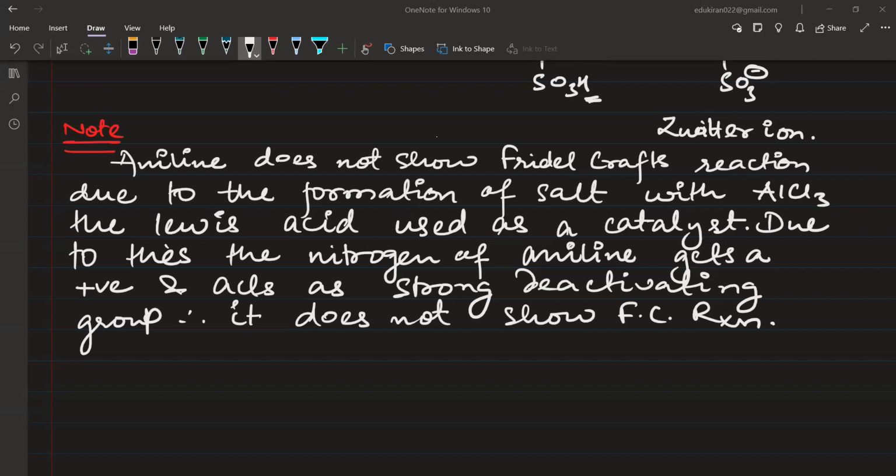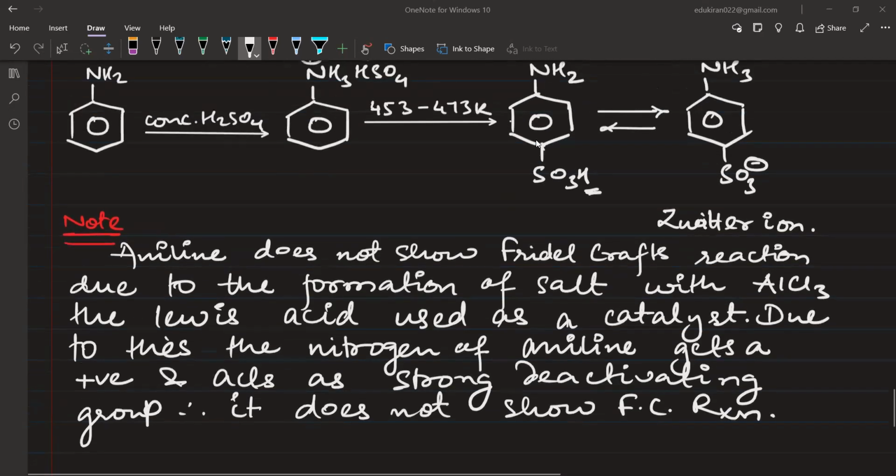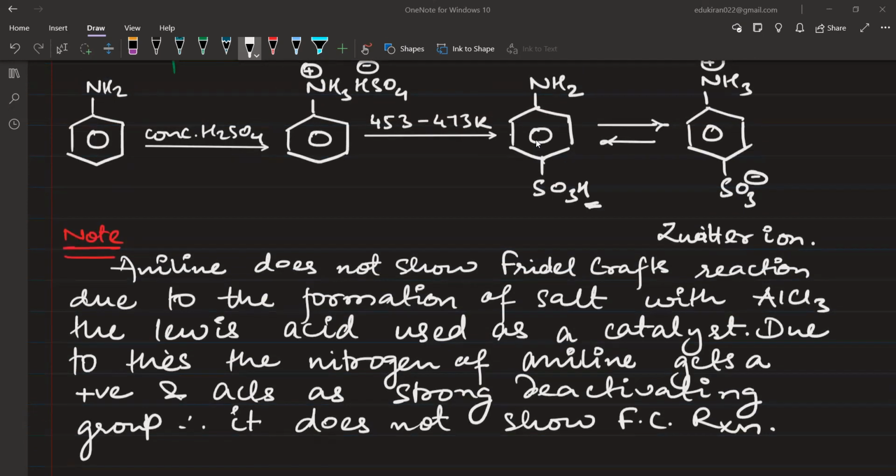It is Friedel-Crafts acylation, right? No. Akshay, can you please tell me what you are trying to say? Sir, nothing. There are two Friedel-Crafts reactions, one is alkylation and one is acylation, and it will not show both. Okay. In alkylation we use haloalkane and AlCl3. In acylation we use acyl chloride and AlCl3. So both of them are not shown.